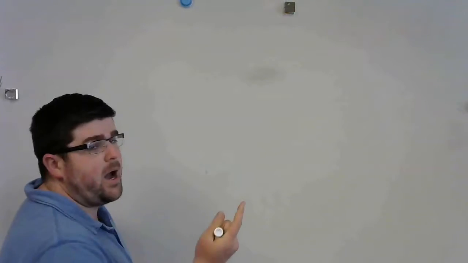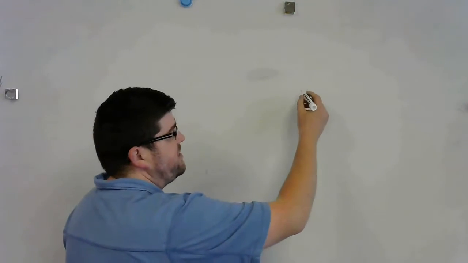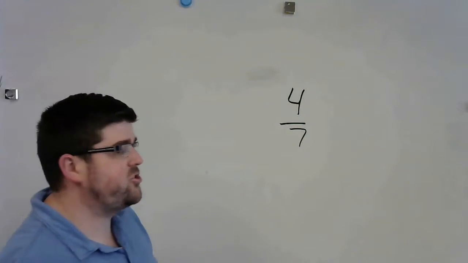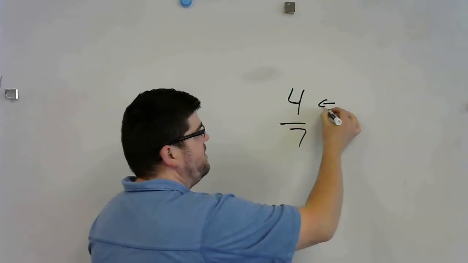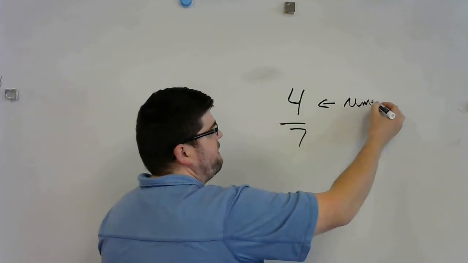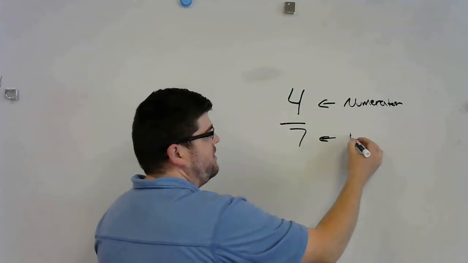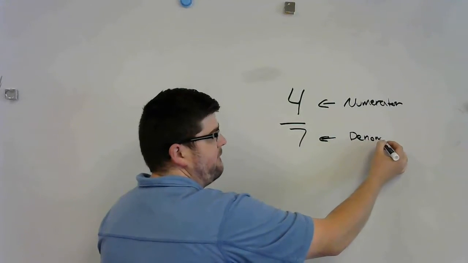All right, so let's start with a fraction. I'm just gonna pick a fraction, let's say 4/7. And this fraction is composed of a numerator. And it's composed of a denominator.